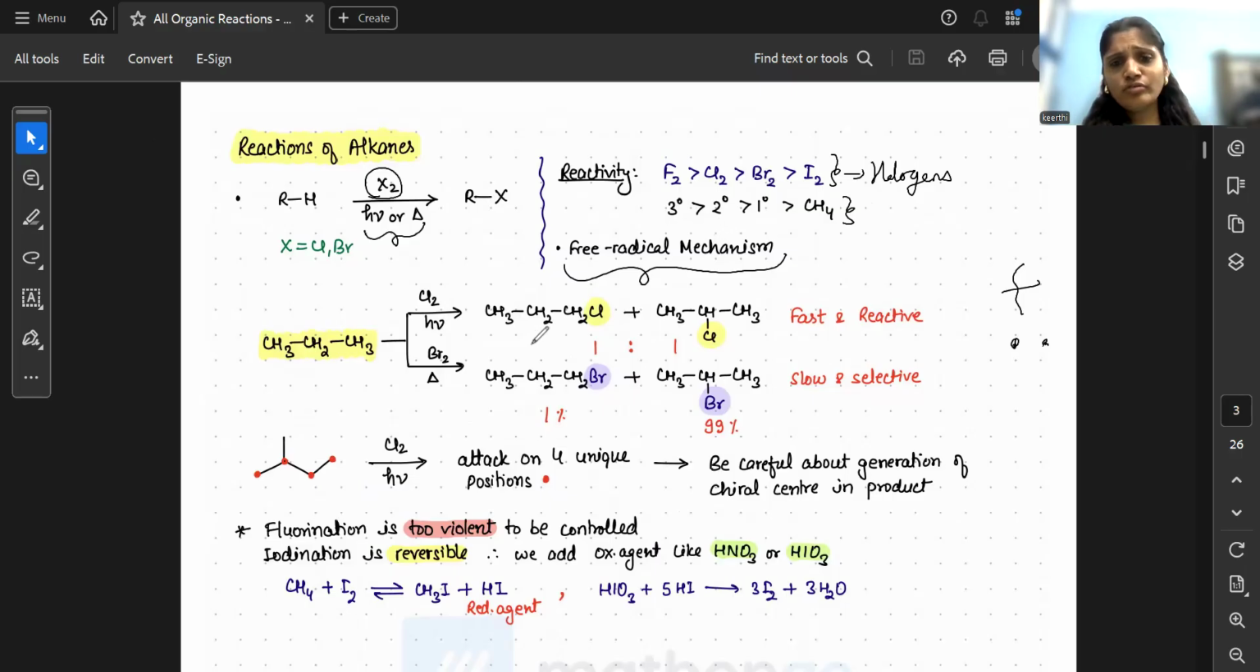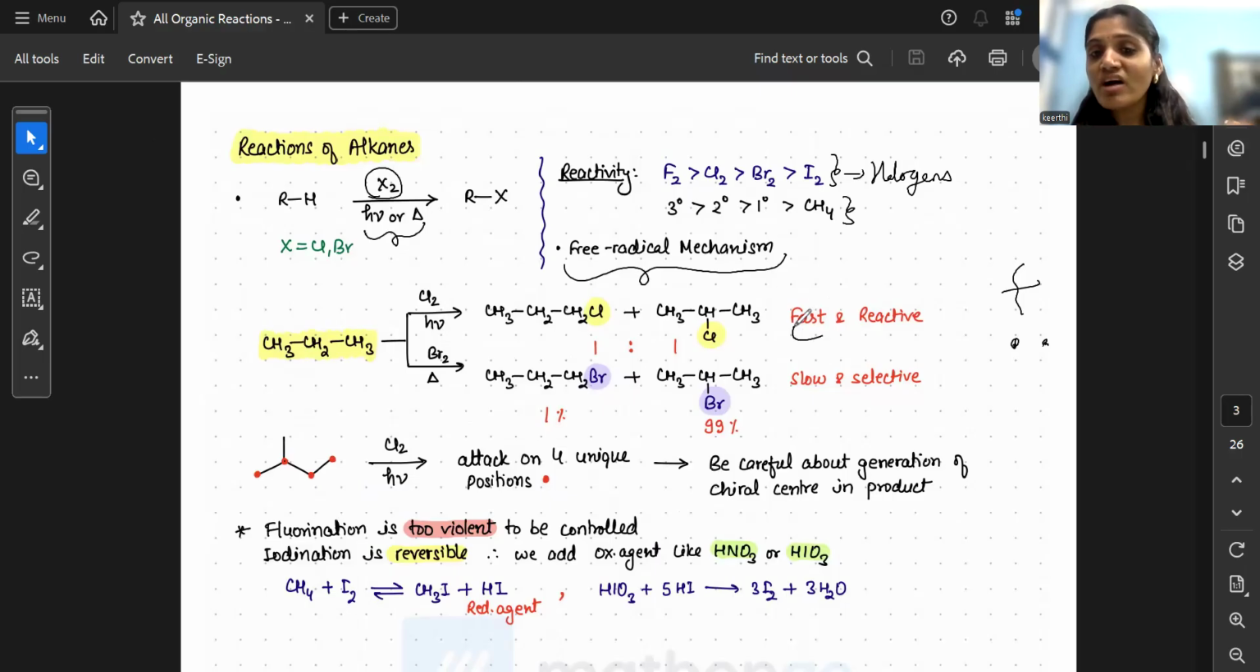Now let us do this. We will take an alkane, and what are we going to do? We are going to do halogenation in the presence of sunlight. Now you see the difference. Why are we not doing chlorination here? I'll tell you that. First, let us see chlorination and bromination.